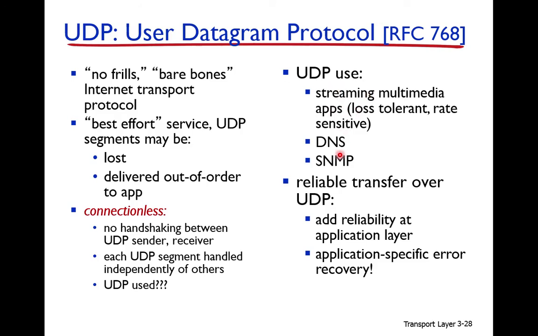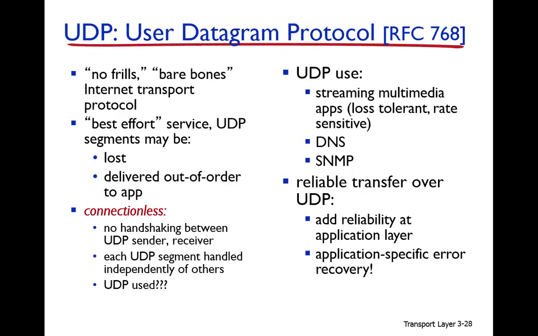Similarly, the DNS and SNMP. Okay, but if you want reliability in UDP, how can you do it? You can add reliability at the application layer. You can add application-specific error recovery mechanisms if you want. Okay, so that is up to you.